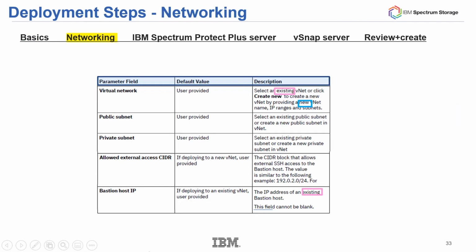The next screen will be your networking screen. In this, you'll choose if you're going to use an existing or a new virtual network. You'll need to provide the public subnet and the private subnet, as well as the CIDR. Now on this CIDR, make sure you add that slash and then the number, because this will define the network class. If you are using an existing VNet, then you will need to enter the IP address for the Bastion host inside of that existing VNet.